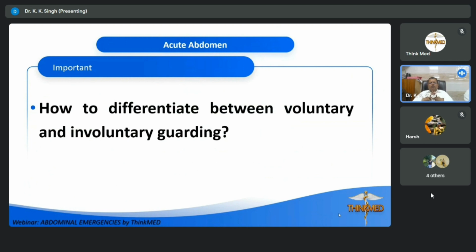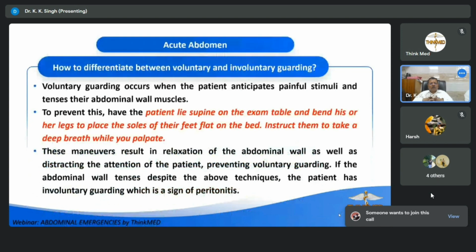Now, as an undergraduate, you must know how to differentiate between voluntary and involuntary guarding. Voluntary means the patient himself is not letting you do deep palpation. The second is involuntary: even if the patient is not stopping you, the abdominal condition is such that there is involuntary guarding. Voluntary guarding is because the patient has pain in the abdomen, and when you put your hand, he is scared that when you palpate, there will be pain.